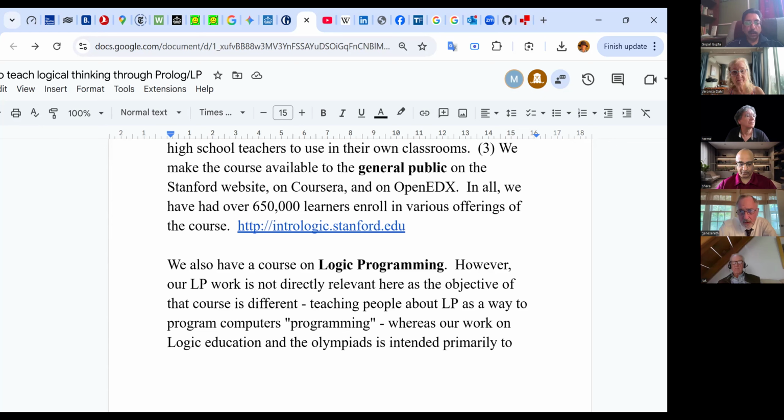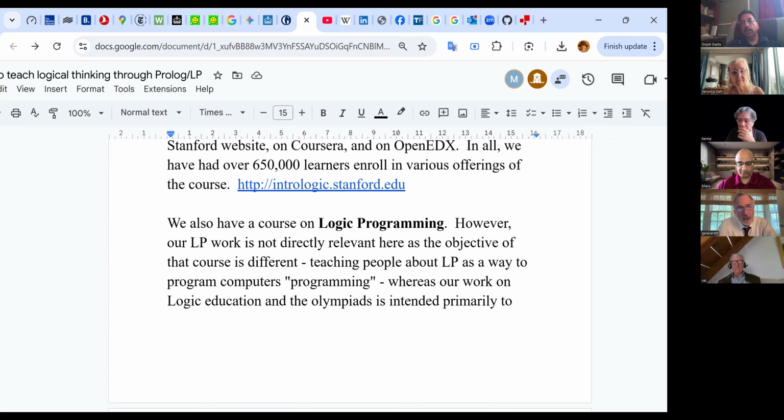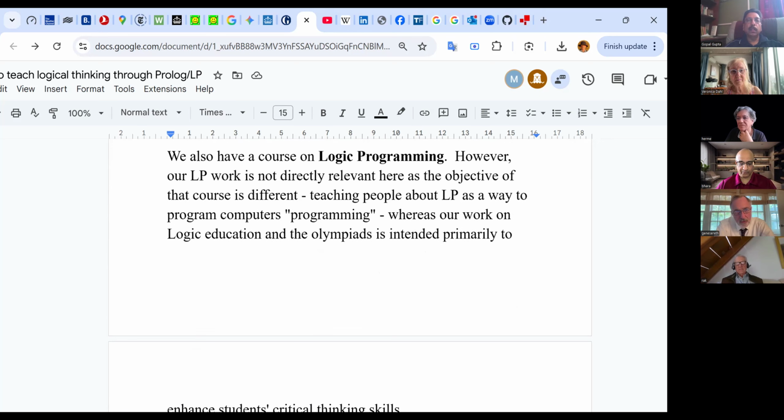It's been somewhat successful and it's reached a relatively large community. I should mention we also have a course on logic programming, but I don't want to confuse the two. Our course on logic programming is specifically designed to teach people how to program computers using logic programming. That's the goal. It's not to teach critical thinking. So what we're doing there is not really directly relevant to the conversation I wanted to have, which is how do we teach critical thinking.